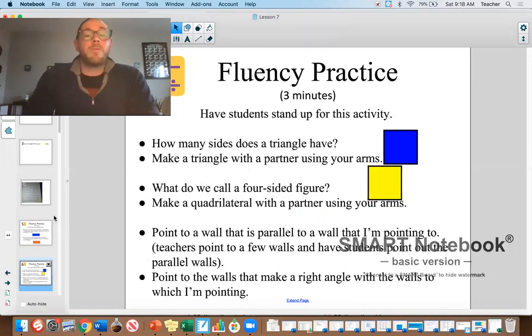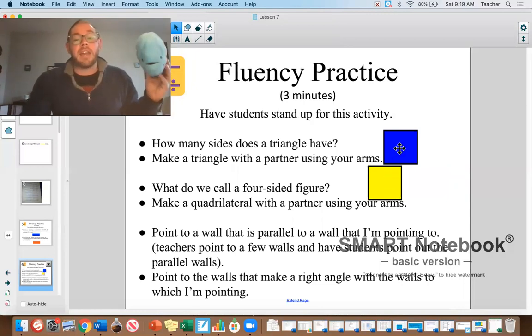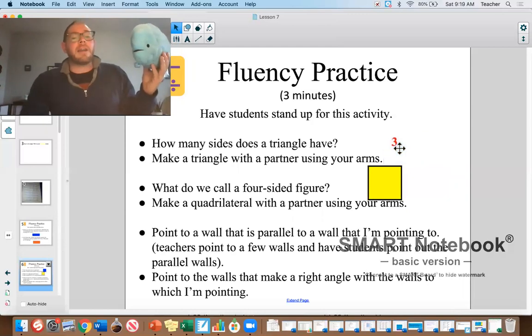Here it is. We're going to be doing some fluency practice. You can stand up for this and try to do these activities by yourselves. I know we were meant to be doing it in school, so we were supposed to have a partner. But instead of using a partner, you could try to use a wall, or you can just do it with your fingers. So how many sides does a triangle have? Brain, 3. And go ahead and make a triangle with your arms on the wall.